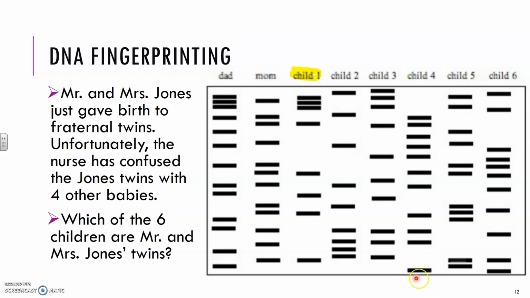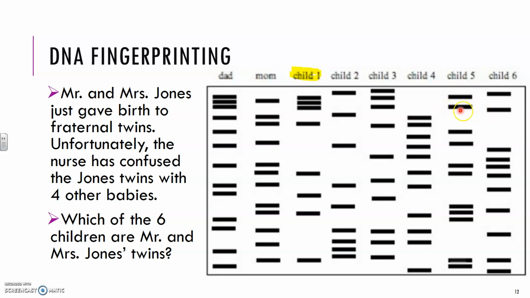Okay, this is a very low band, which neither Mom nor Dad have. So child 4 is now out. Okay, so now it's between child 5 and 6. So we look, well, this band could come from Dad. This one could come from Mom or Dad. Okay, so we're undetermined there as of yet.